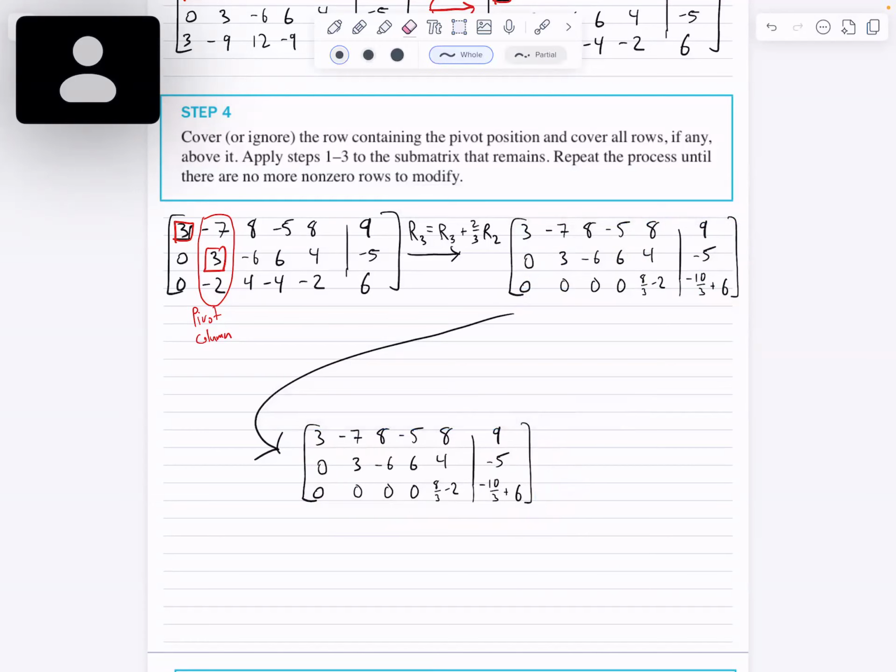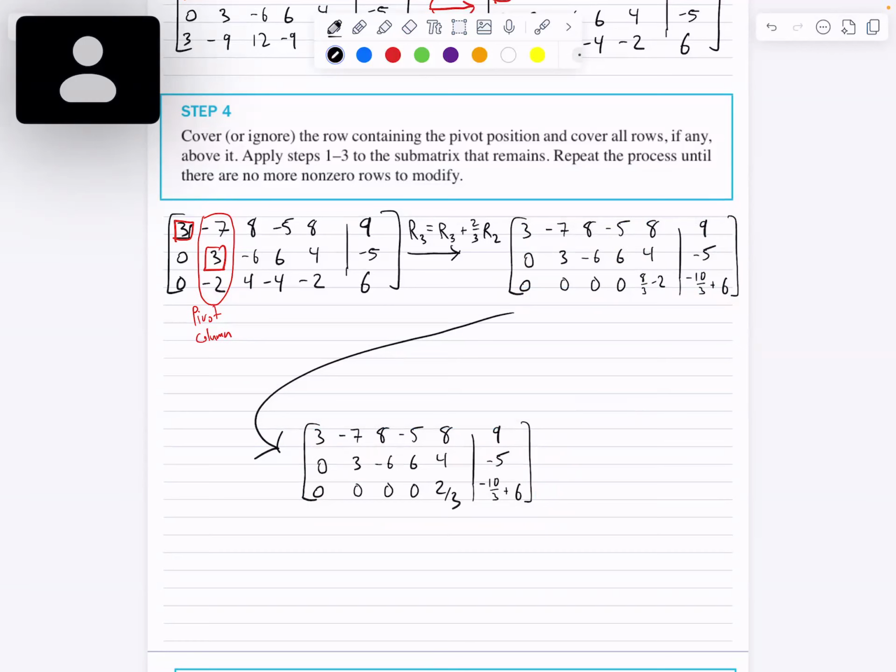Okay, so this is going to be 2/3. And then -10/3 plus 6 is going to be 18/3 minus 10, so 8/3. I think it's just 8/3.